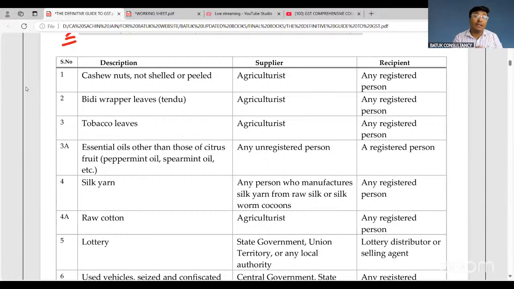Now, we'll cover the list of goods on which the reverse charge mechanism is applicable. First, cashew nuts. In case of cashew nuts, kaju, if you are buying the same from an agriculturalist and the recipient is any registered person, in that case, yes, that recipient has to make the payment of taxes under reverse charge mechanism. That means while checking the profit and loss account or trading account of your client, if you find any purchase like cashew nuts, you have to check that the RCM has been paid on it.